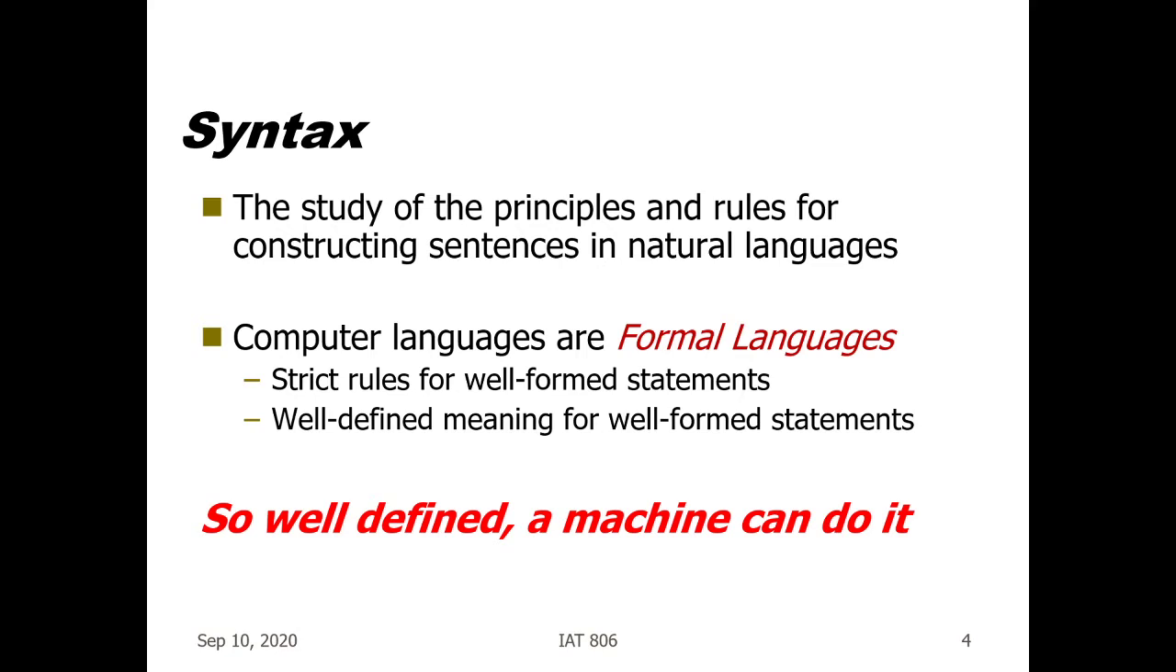Computer languages are formal languages. That is to say, unlike human languages that people speak to each other, formal languages have strict rules for well-formed statements. And the rules are so well defined that a machine can evaluate those rules and specify when those rules are not followed. So well-defined meaning for well-formed statements is what goes on in computer programming languages. So computer languages are formal languages that have strict rules for well-formed statements. That means if you write your code correctly that follows the syntax rules, then your machine will interpret the correctly formulated code correctly. Now, that does not mean that the code you wrote does what you were thinking, but if it follows the syntax rules, it does what you said. There's an important distinction there, which we'll get to in a minute.